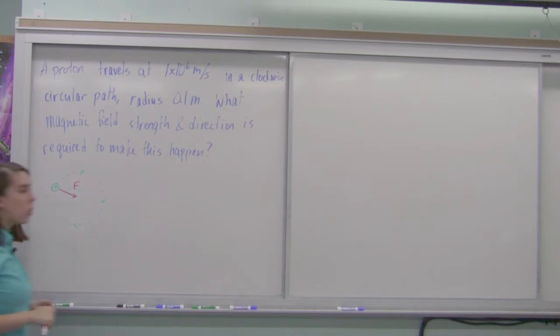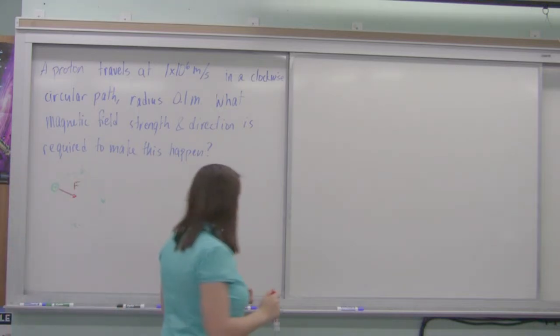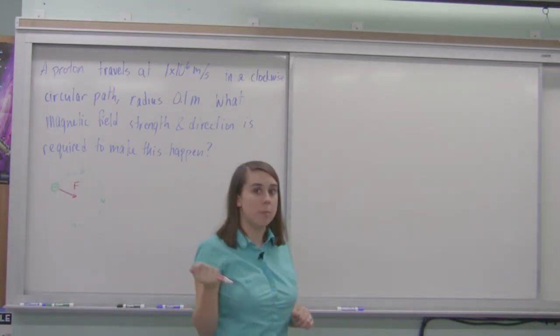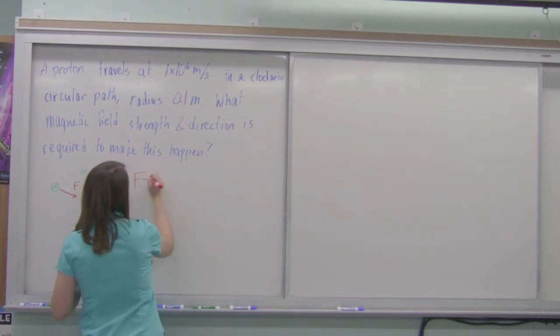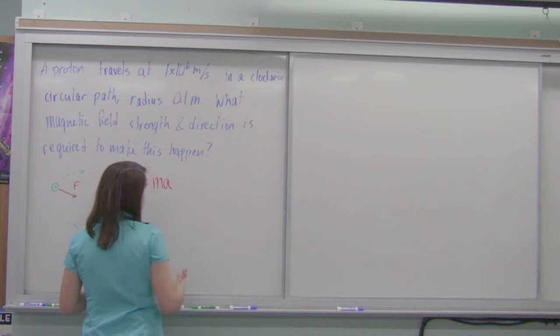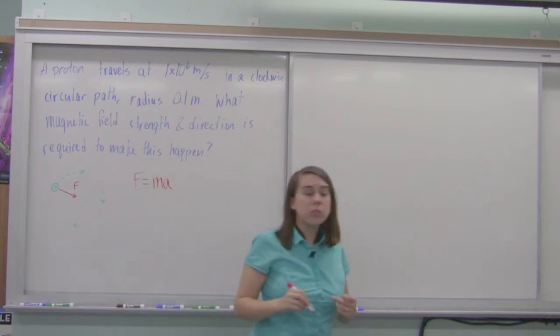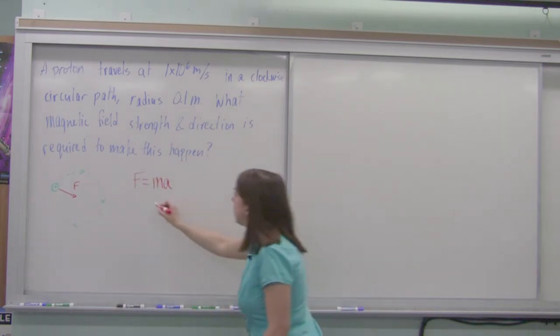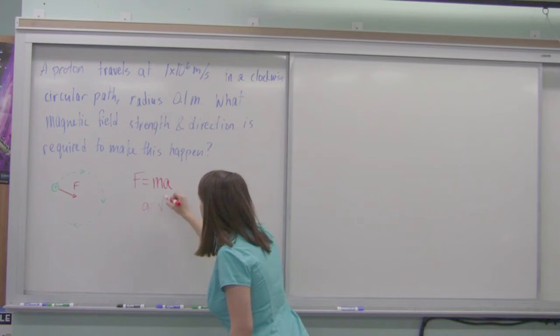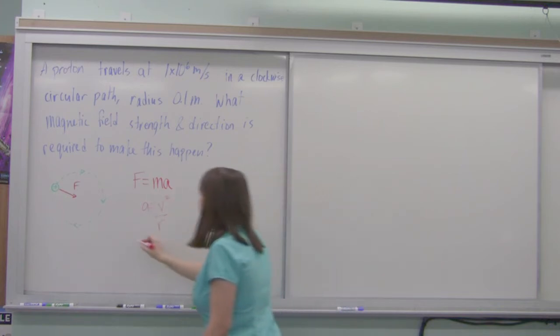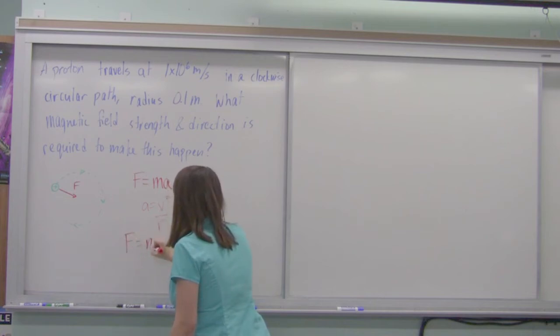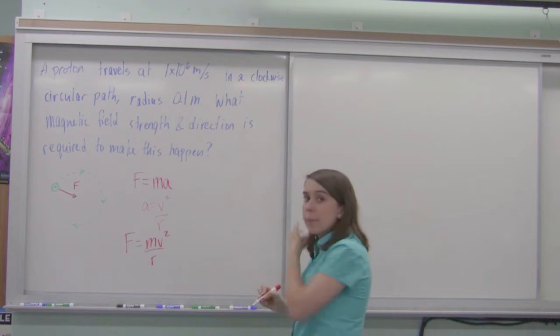All right. Let's write out some equations we know about force and also about magnetism. So we know that force is always equal to mass times acceleration. And for a circle, we also know that the acceleration is going to be v squared over r. So we know that force is going to be mv squared over r. All right? So that's one thing.